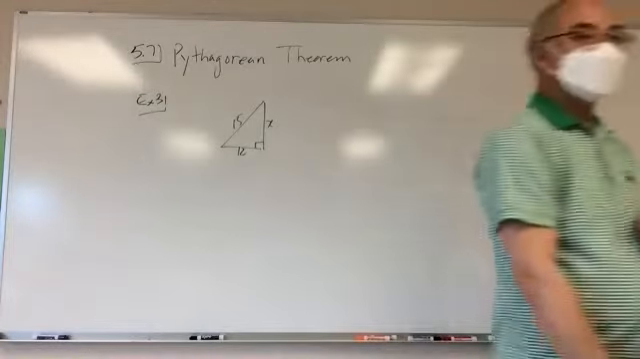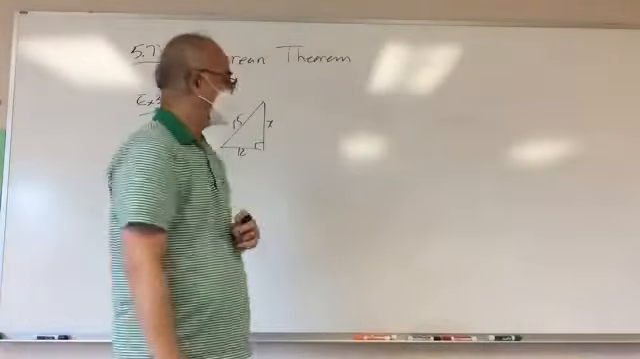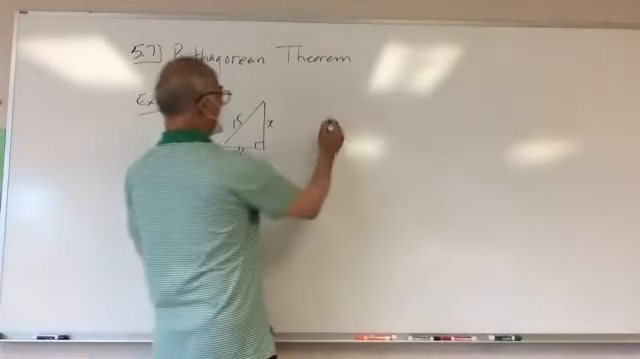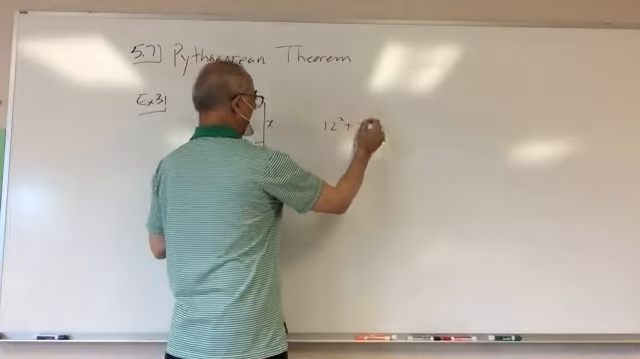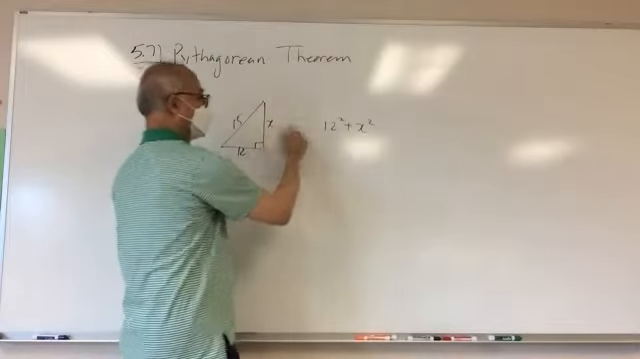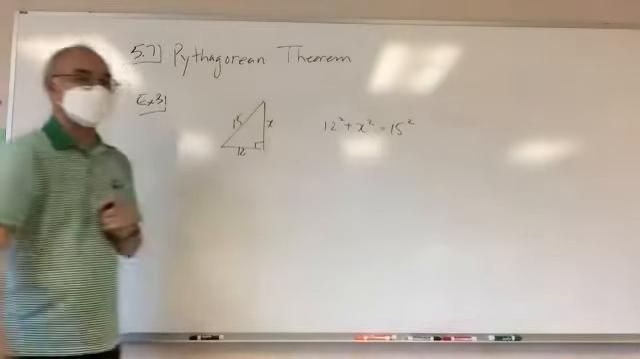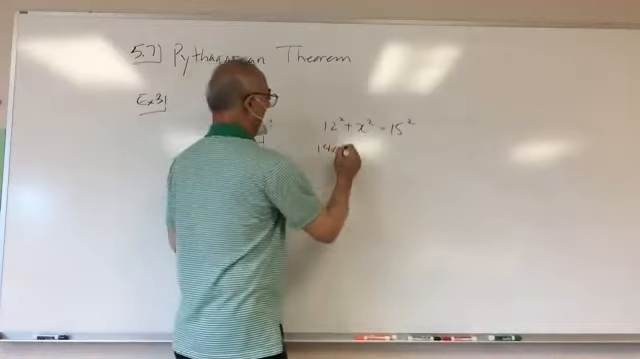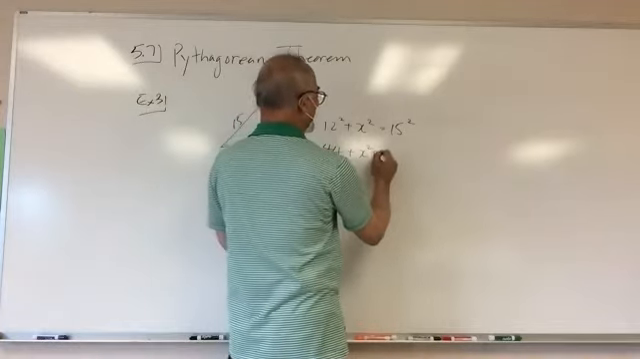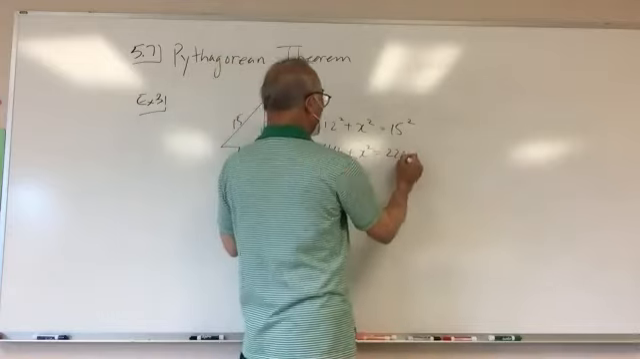Jackson. Where are you, Jackson? Okay, 12 squared, and b is 2 squared. x squared equals 2 squared and 15 squared. 12 squared is, Jackson? 144. 15 squared is? Thank you, 225. Good job.